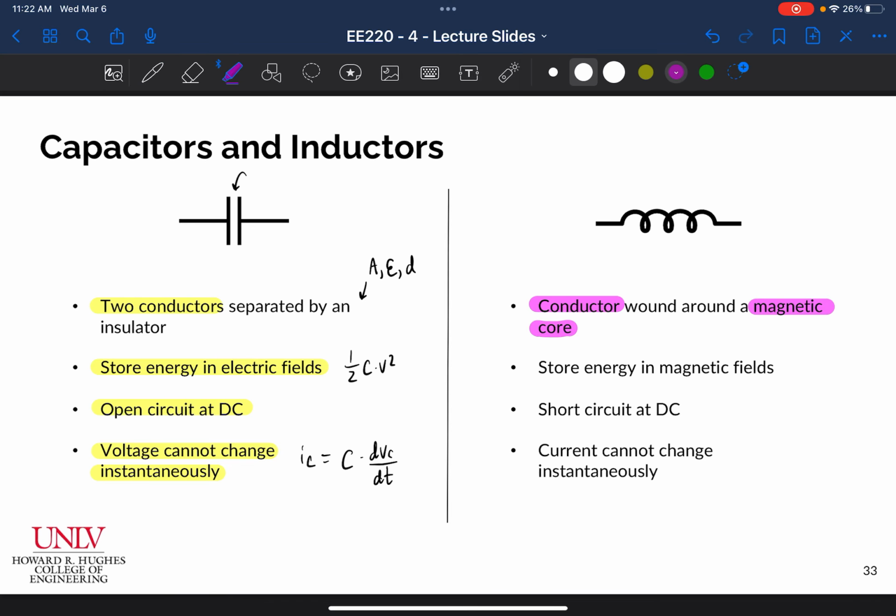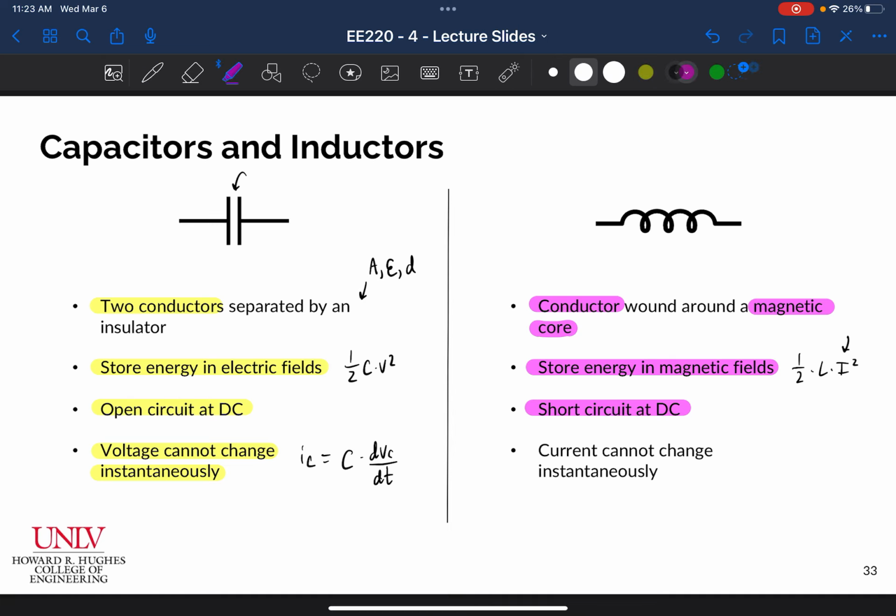The inductor stores its energy in magnetic fields. And we know that the energy stored is 1/2 times L times I squared. So as we get current flowing, our inductor will be storing energy in the form of a magnetic field. Because the inductor is just a wire, it is a short circuit at DC. Nothing interesting happens at DC. It just behaves like a short circuit.